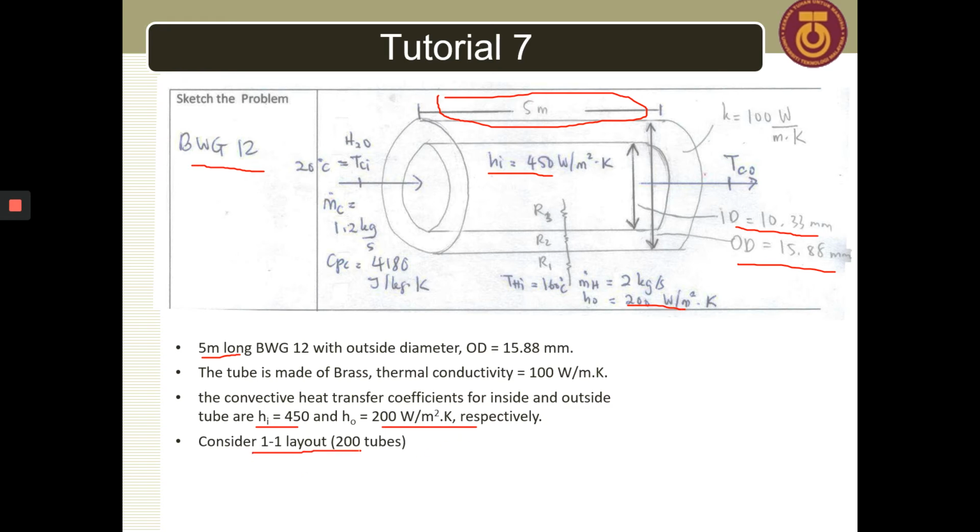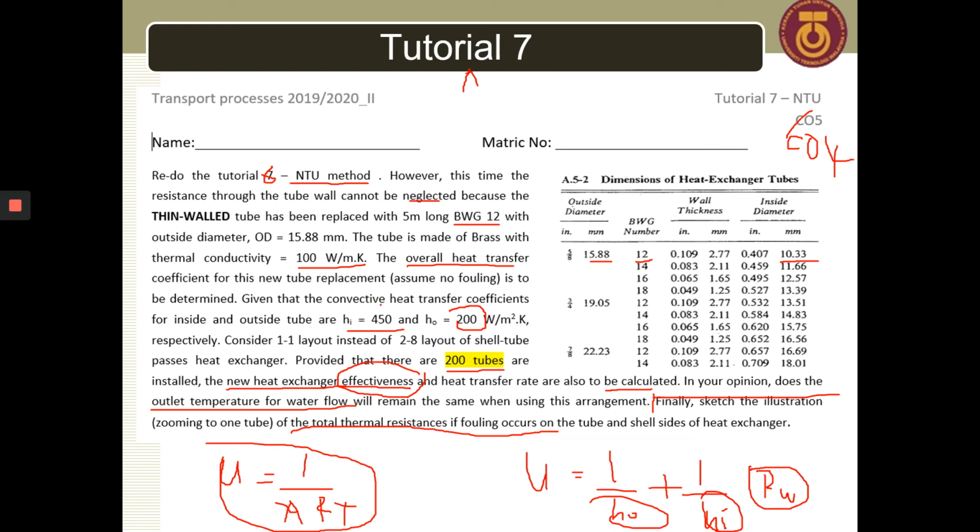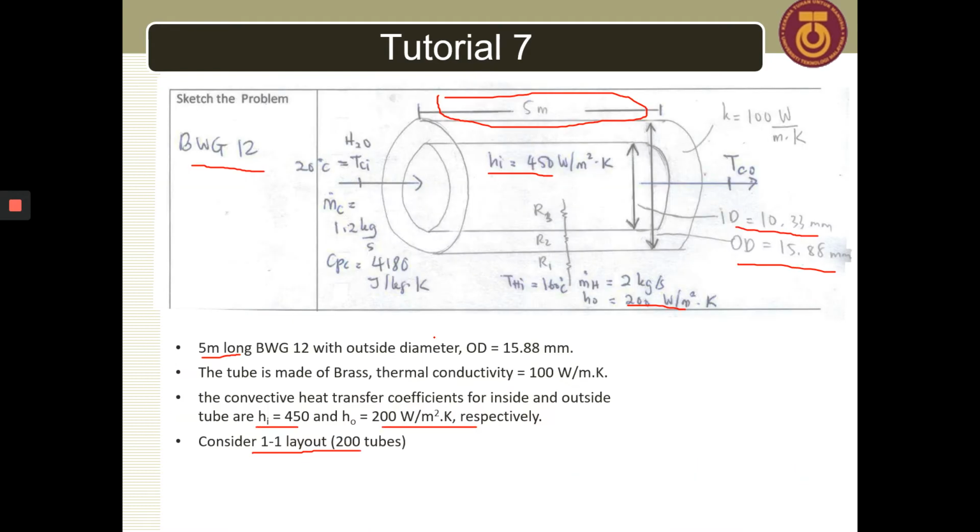And this is 1-to-1 layout. Okay. And it is also given the temperature. Okay, temperature of inlet for hot stream and cooling stream. For the tube, do we have it here? We don't have it here, but it is from the previous question. Okay, from the previous question.